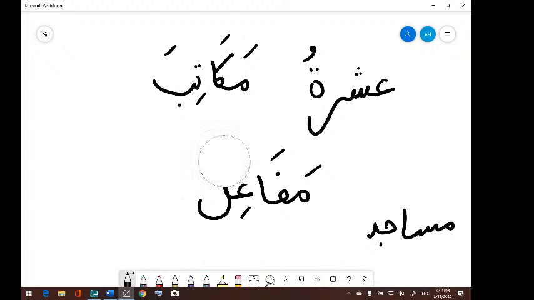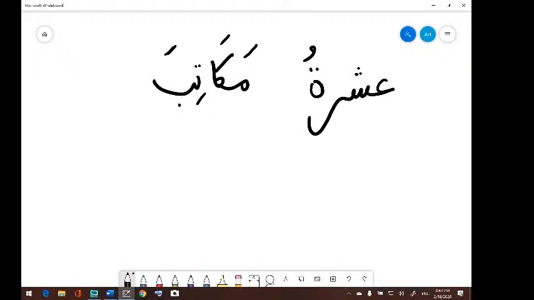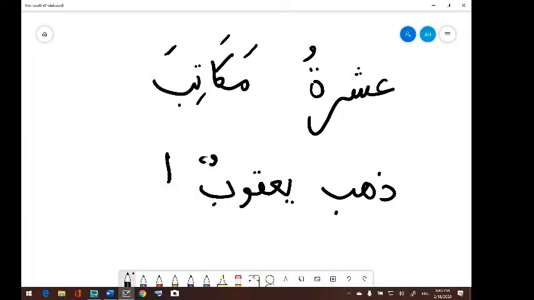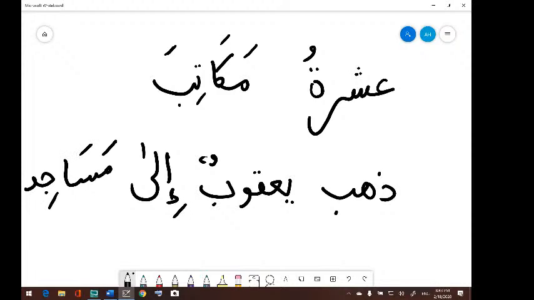For example, if I say, ذهب يعقوب إلى مساجد. As of what we know now, this word should be getting two kasras, isn't it? Because ila is harf jar, masajid coming after it should be getting two kasras. But because this word comes under the form of mafa'ilu, mim, fa, alif, ain, lam, anything that comes under that same form, masajidu, makatibu, right? Anything that has that same form will get one fatha.